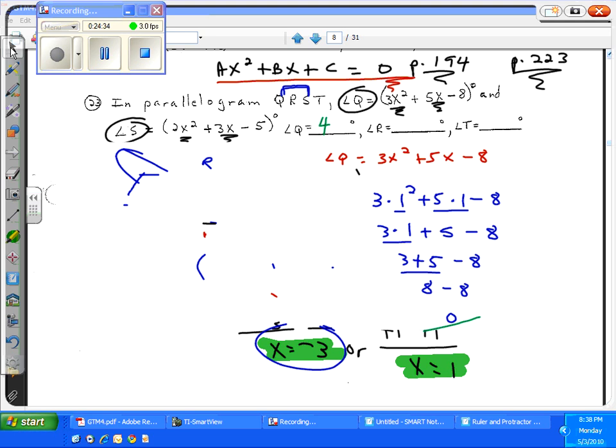So we're talking about a very, very whomper-jawed rectangle. And we know that consecutive angles are supplementary, so 180 minus 4 degrees would be 176 for angle R, 176 degrees for angle T, and angle S would be the same as angle Q, 4 degrees. Any questions on that?